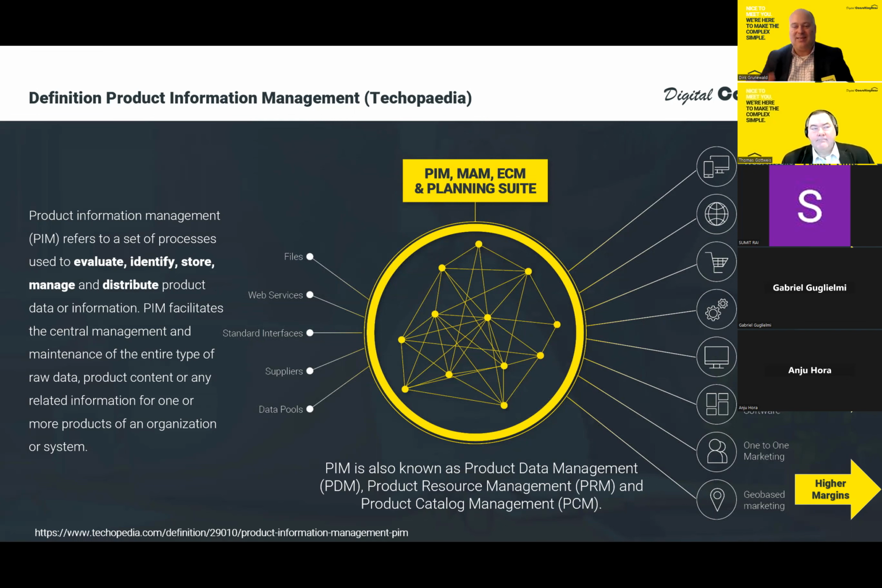So these are all the processes. So it's not the tool, it's not the software, right? But it's really like the processes which are used to evaluate, identify, store, manage, and distribute product data and information, right? And product information management, which is first of all a practice, which also involves organizational change. If you are not already doing that, that is a practice which helps you to get your product information into shape, to standardize, to classify, to enrich the data, so that you are able to publish into all of these channels, right?